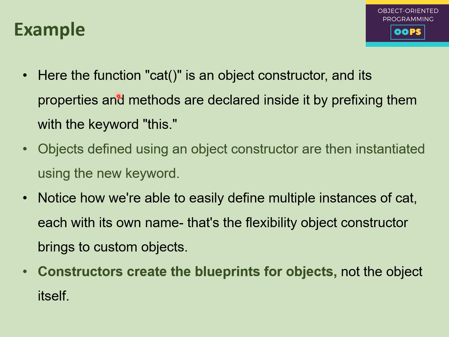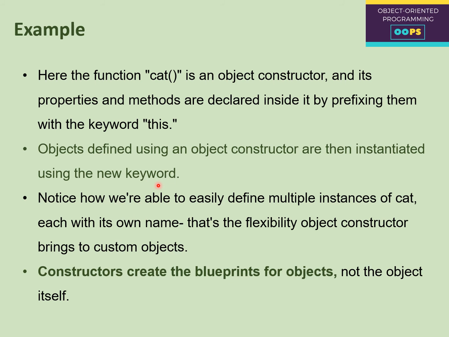So in the previous example, the function cat is created in the format of an object constructor, and its properties and methods are declared inside it by prefixing them with the keyword this. Objects defined using an object constructor are then instantiated using the new keyword. And in the previous example, we did not specify the term class. Instead of that, we simply specify the class with the term function.